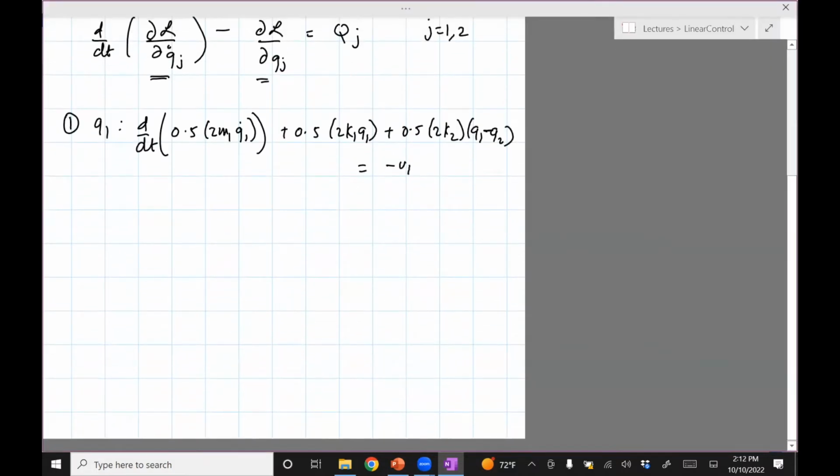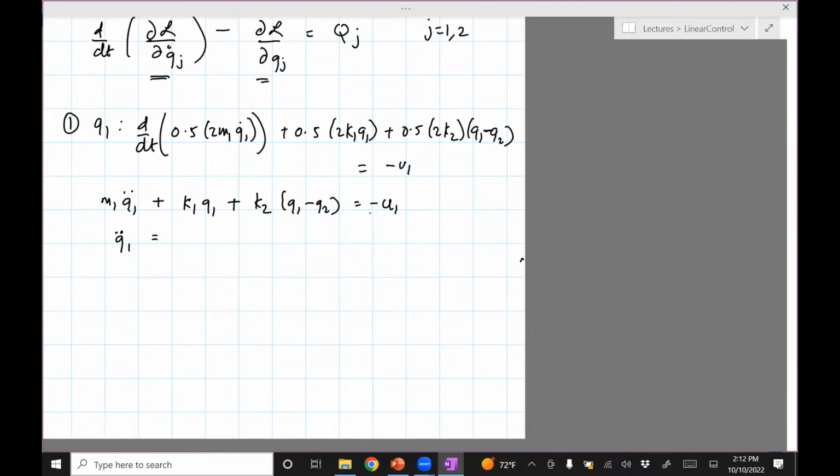So this can be written as 0 equals M1 Q1 double dot plus K1 Q1 plus K2 (Q1 minus Q2) minus U1. We'll try to move everything other than Q1 double dot to the right side.